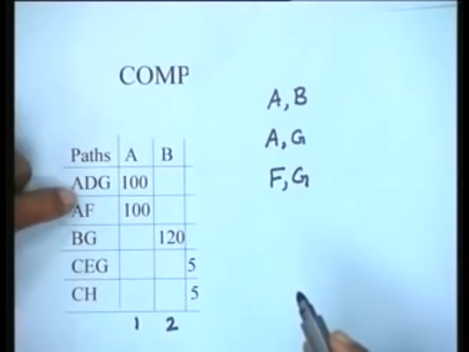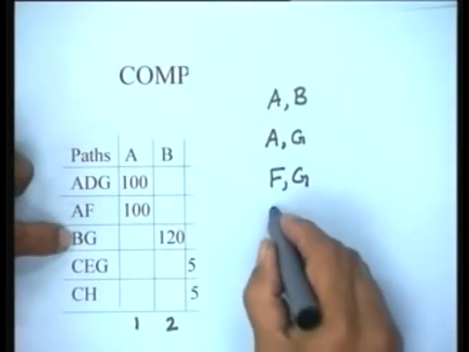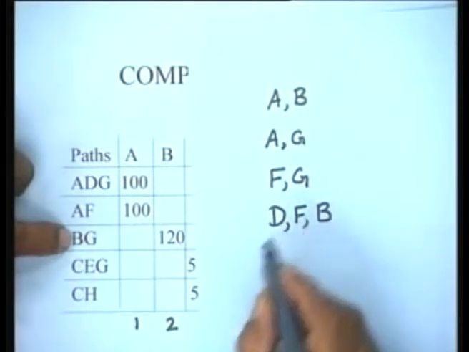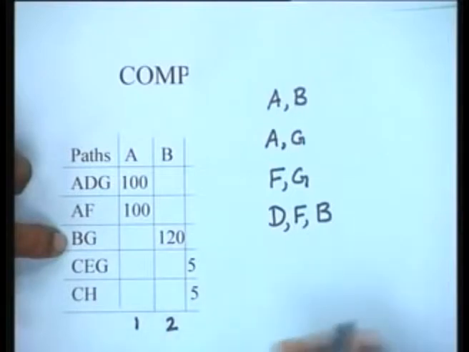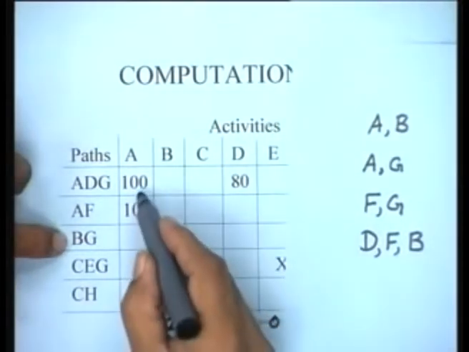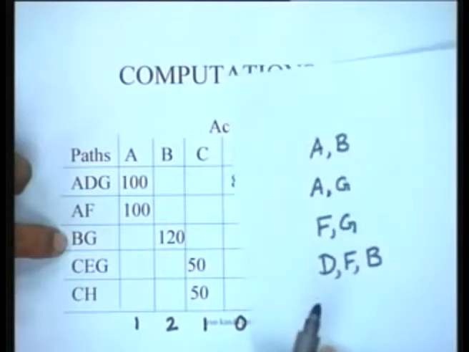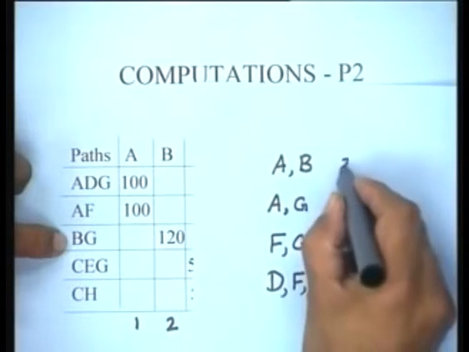Is there anything else that we can do? Yes, there could have been other options. For instance, you could have done reduce D, reduce F and reduce B. You could have done that, and this would have reduced the durations of all the paths. Let's now find out what would be the cost of doing this. A has a cost slope of 100 and B has a cost slope of 120. So the A and B option is going to cost you 220 rupees per day.